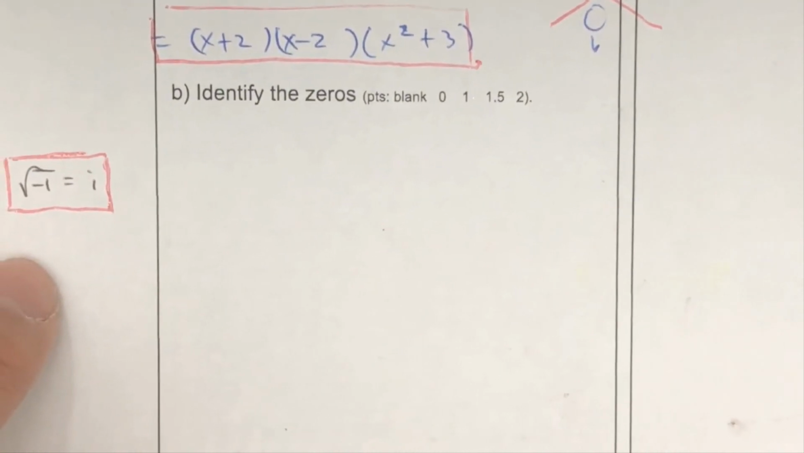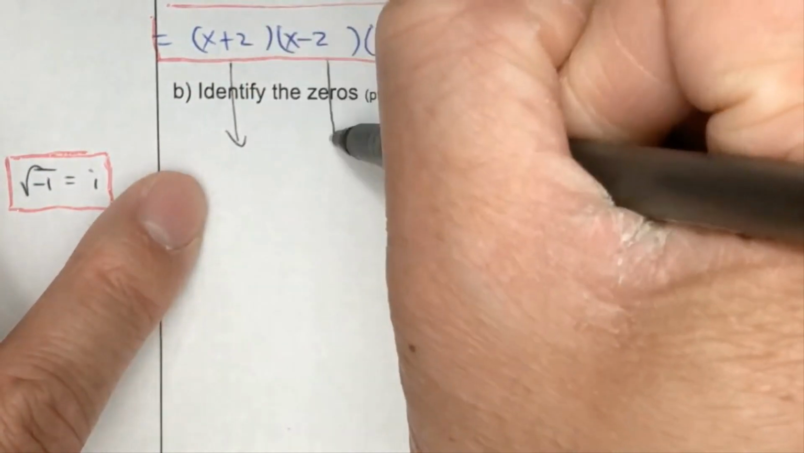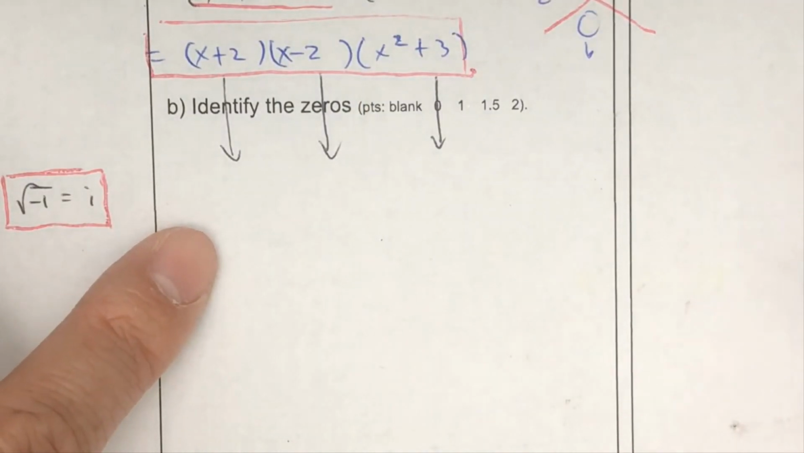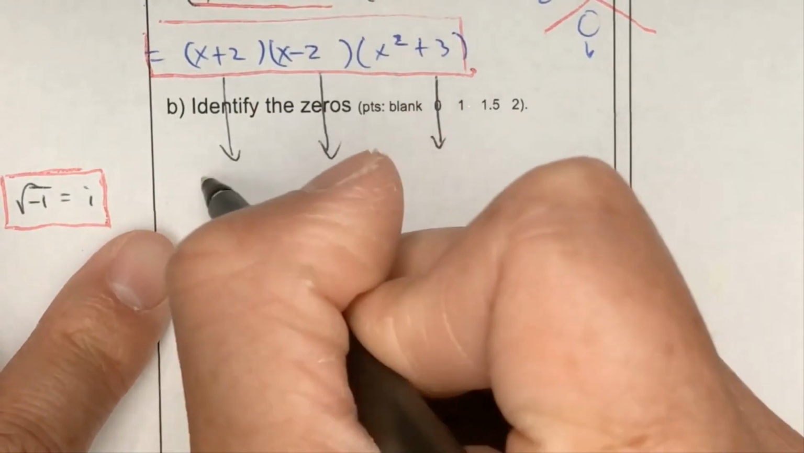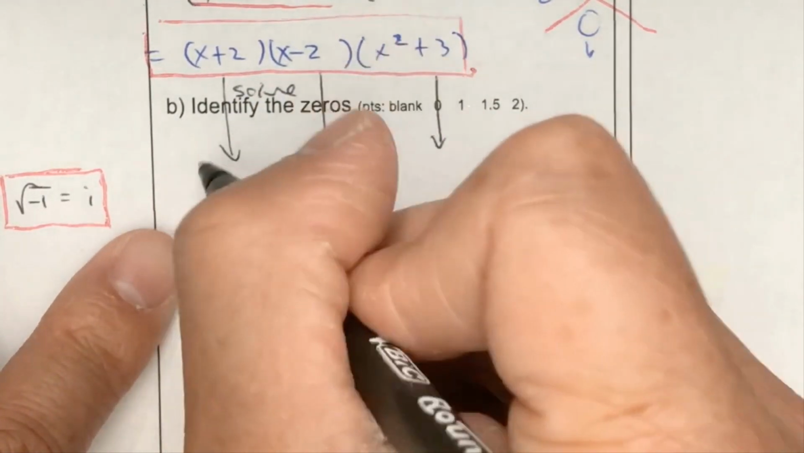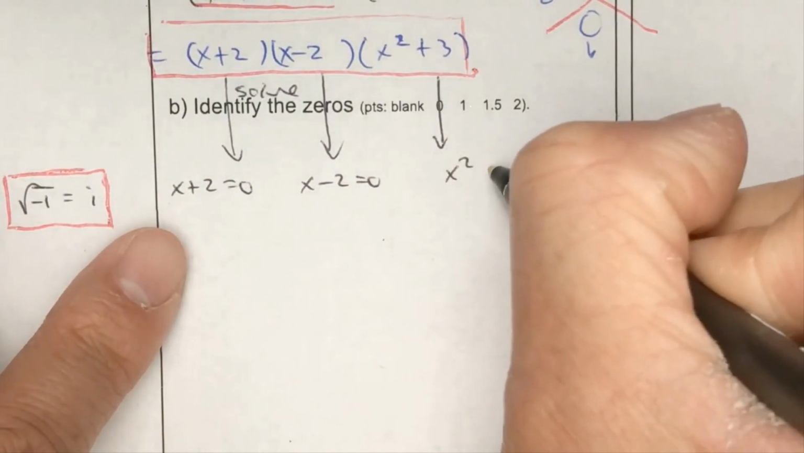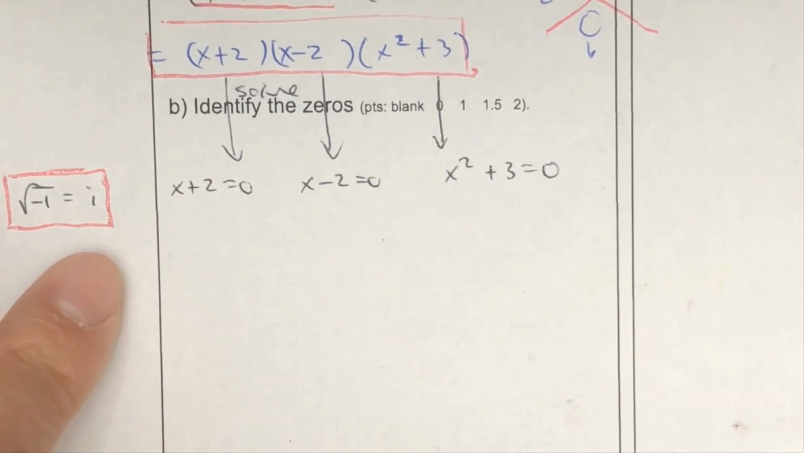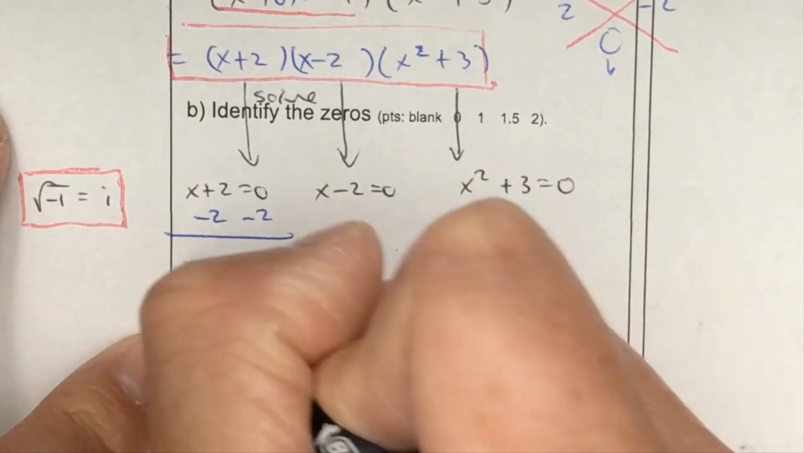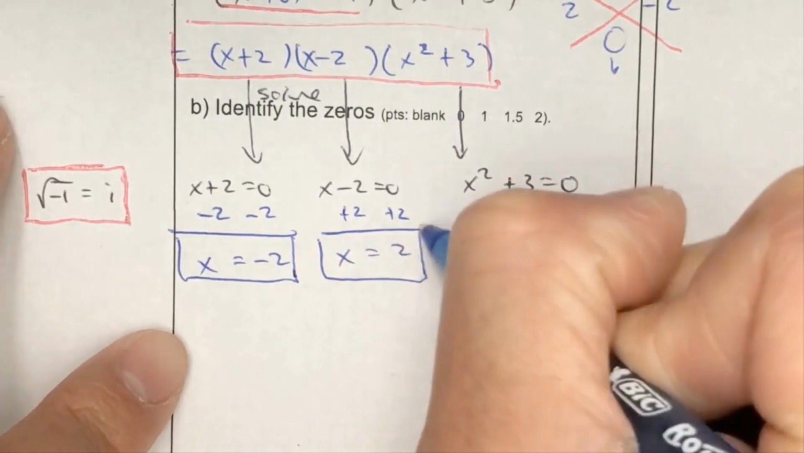Alright, second step is now find the zeros. How do I find the zeros? Well, these are called factors. An obvious way to explain that is they have parentheses. To find or identify the zeros, or solve for the zeros, or just solving, I'm going to set each of these equal to 0. And then you just basically solve each one of these. Subtract 2, x equals negative 2. Add 2, x equals 2.